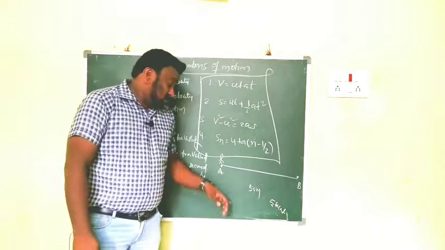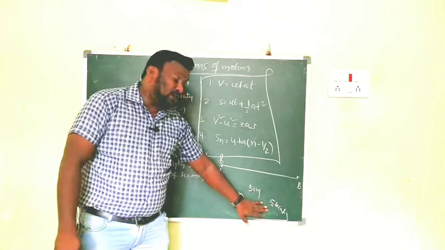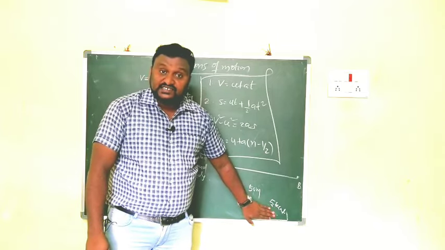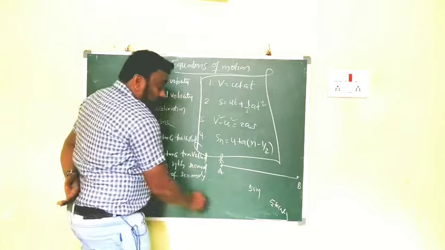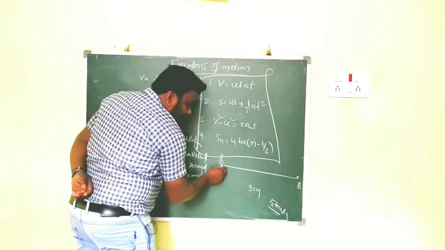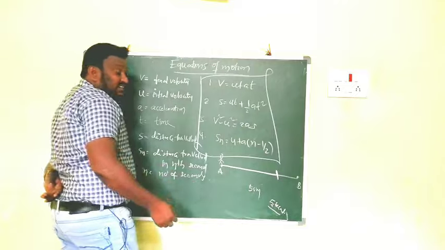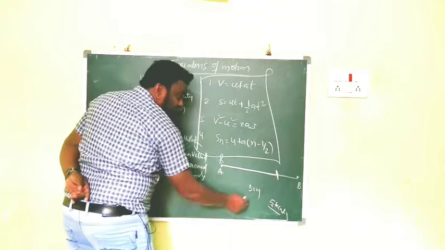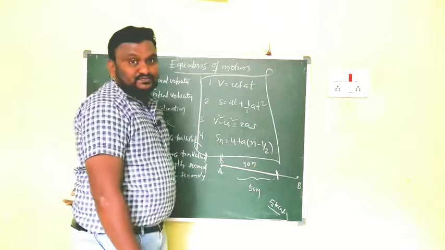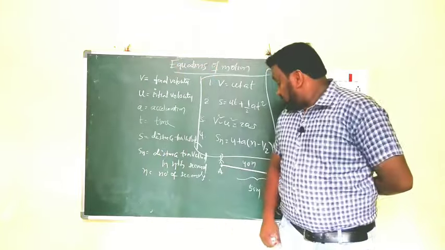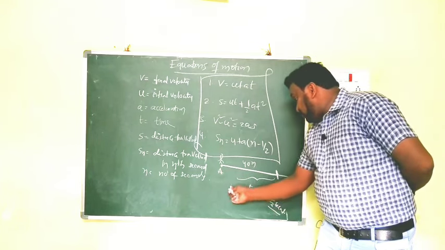A boy starts from point A and reaches point B within 5 seconds. He traveled 50 meters in 5 seconds. After 4 seconds, he was at this position, having covered 40 meters. He covered 40 meters in 4 seconds. Be careful.